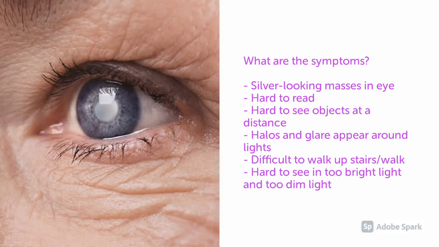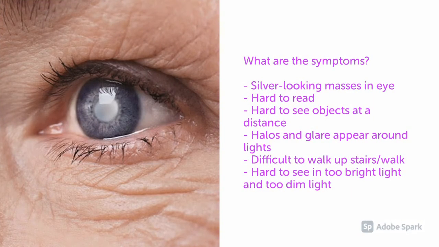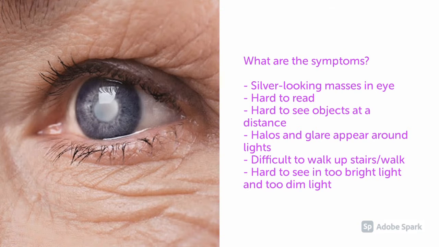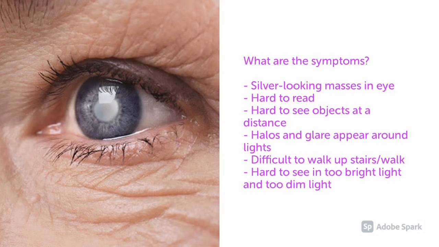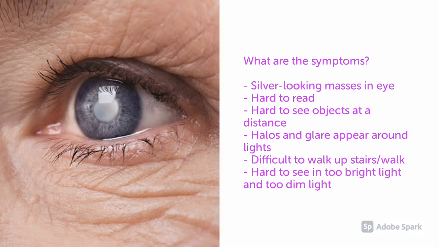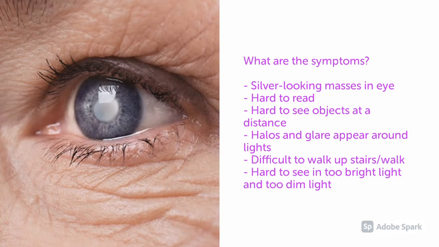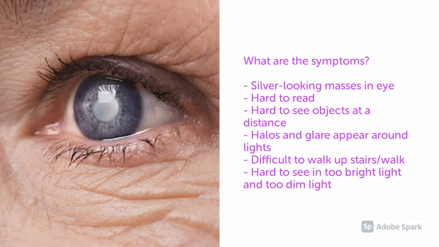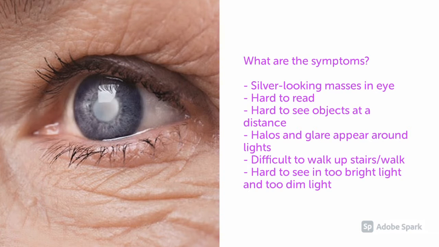The symptoms somebody with cataracts will experience are silver-looking masses in their eye. It'll become hard to read, hard to see objects at a distance, and halos and glare will appear around lights. It will also be difficult to walk upstairs and just walk in general, and it's hard to see in too bright light or too dim light.